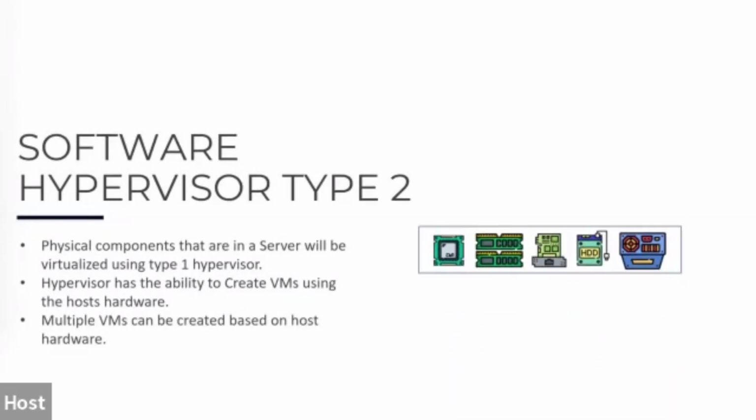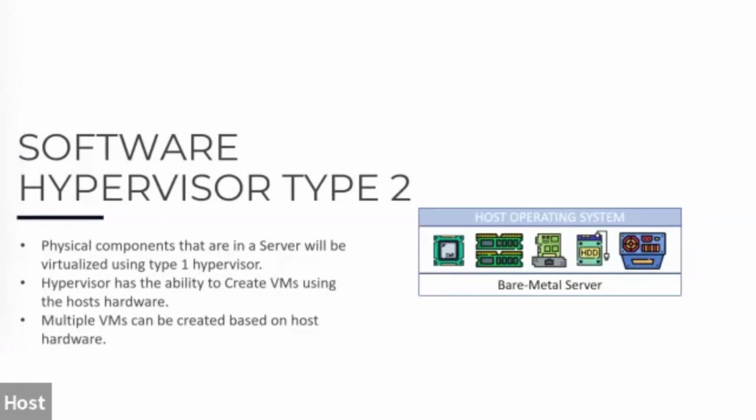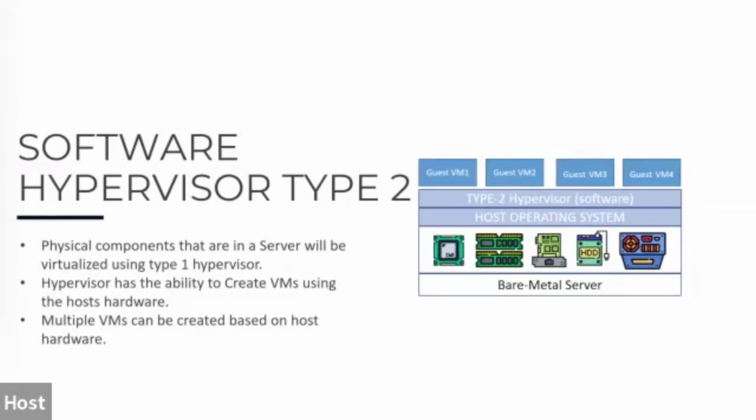Now let's look at type 2 hypervisor. Same thing, you have the same set of hardware devices, and you have a bare metal server. On top of that, you're installing a host operating system. When I say operating system, you can install Linux or Windows, right? And on top of that, you install a software type 2 hypervisor, which gives you the ability to run several VMs on top of it.